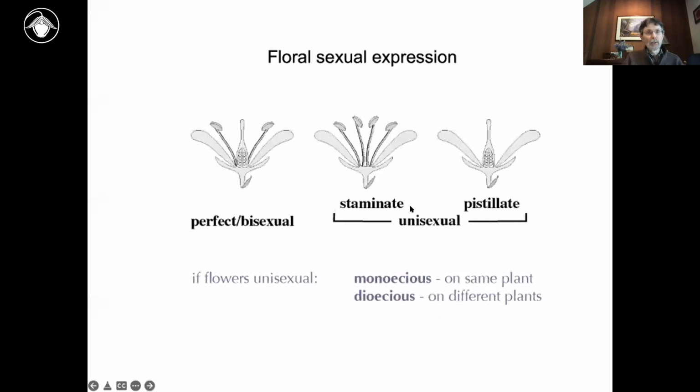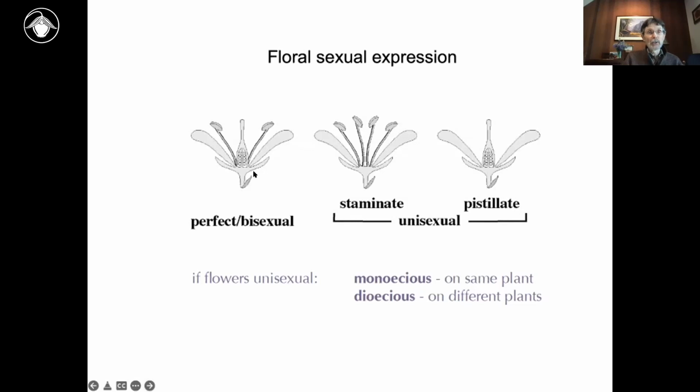All right, so finally, I want to talk about sexual expression within flowers. And so as we talked about in the first set of slides, most flowering plants have perfect flowers. And perfect just means that both functional stamens and functional pistils are present within an individual flower. And that condition is often called bisexual or hermaphroditic. So that's the ancestral condition of flowering plants, and it's the most common condition.